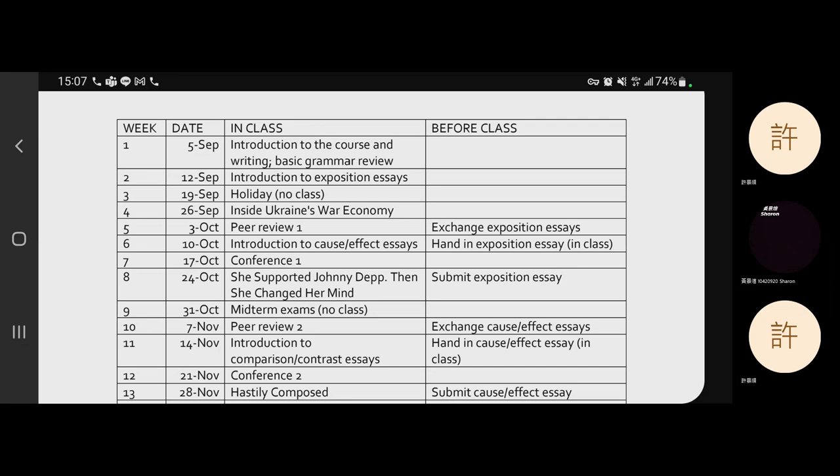So in the second unit, week six, it says introduction. Week eight is the example essay. Week nine, no class because of midterms. Week 10 is the peer review week. Week 11, you hand in the essay to me. Week 12 is the conference. And then week 13, you submit the final essay.